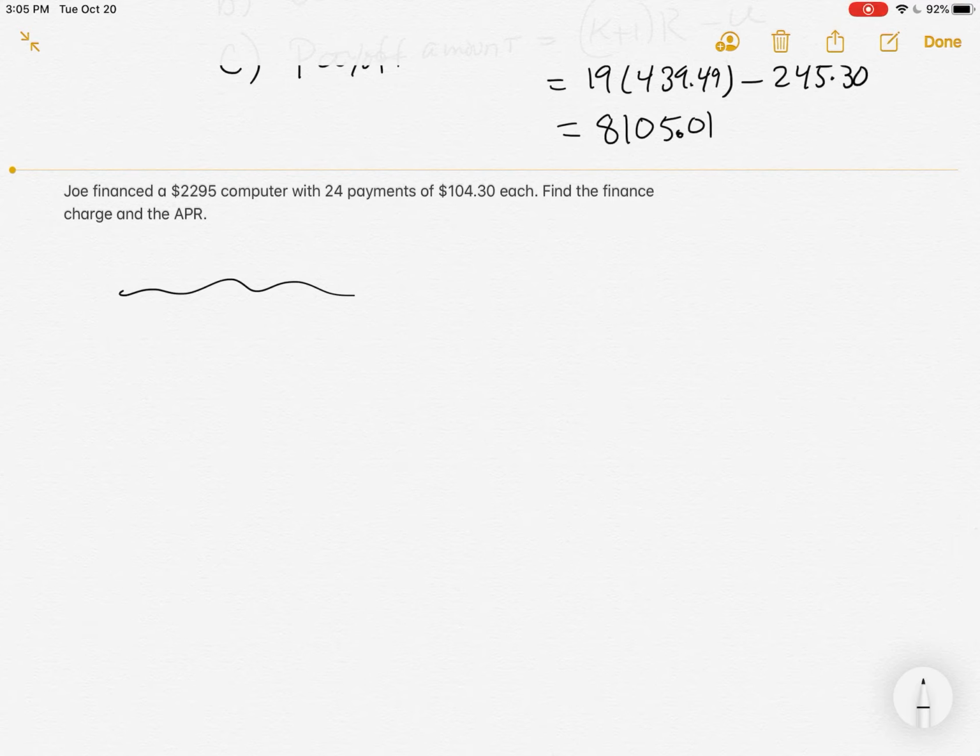The last question that we want to look at together is found at about number 12 and 13 at the very end of the homework. It talks about Joe, who financed a $2,295 computer with 24 payments of $104.30 each. Find the finance charge and the APR. So this is a lot like number 1, the first one that we did, but without them just telling us what the finance charge was. We can easily figure it out.